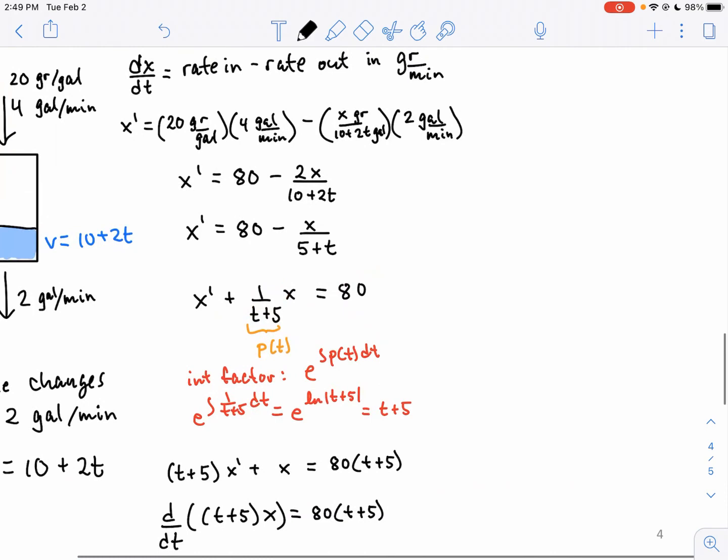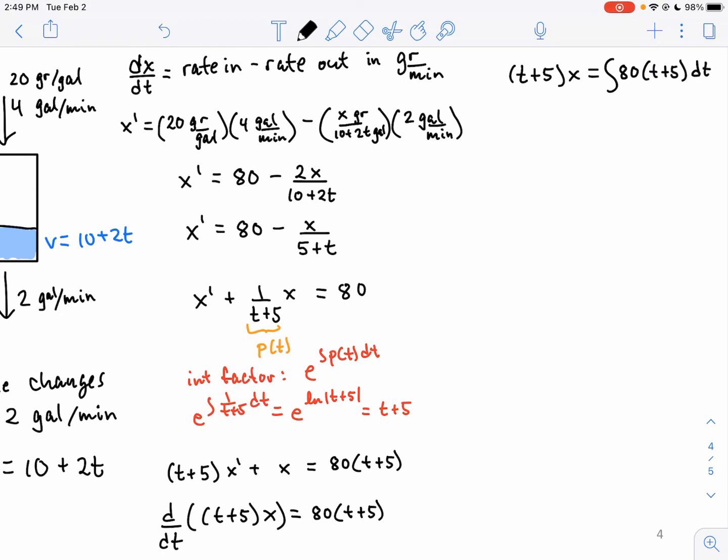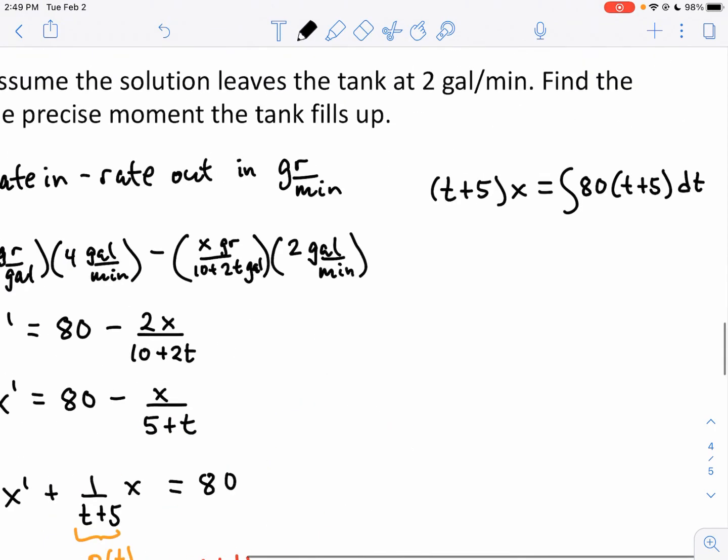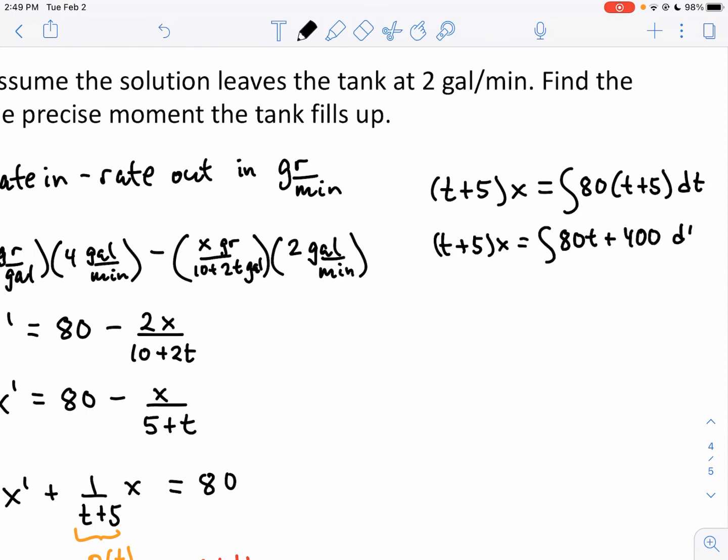Now I can integrate both sides. So we're going to get t plus 5 times x is equal to the integral of 80 times t plus 5 dt. Okay, now you can integrate this right side as it is. You could let u be t plus 5, or you could distribute the 80 first. I'm going to choose to distribute the 80 first before I actually do the integral. So we're really integrating 80t plus 400 dt.